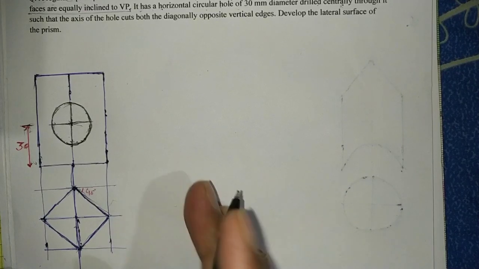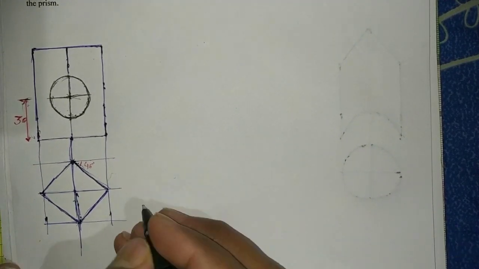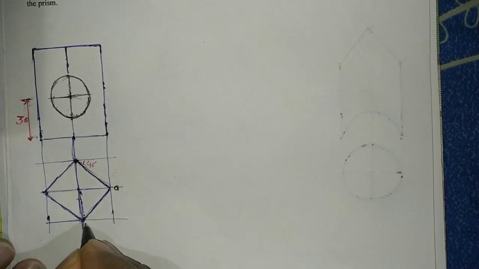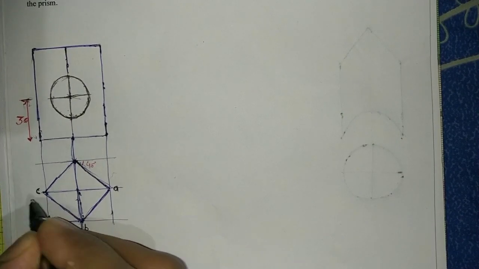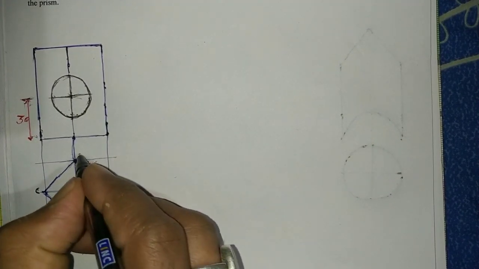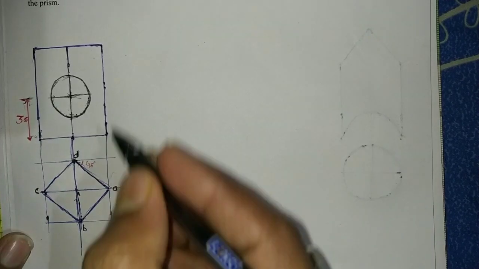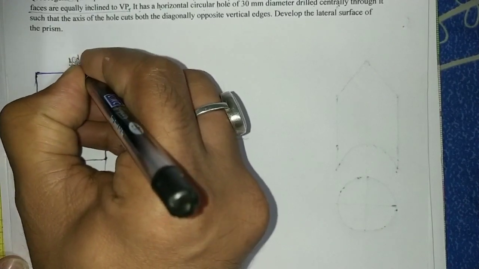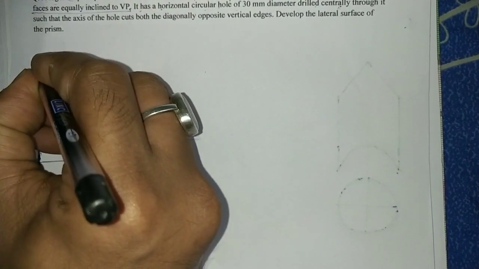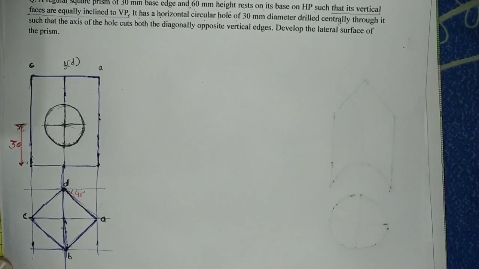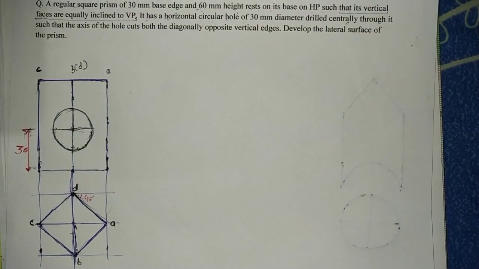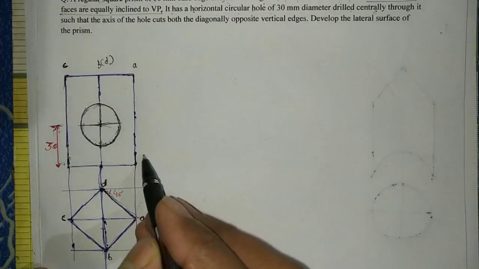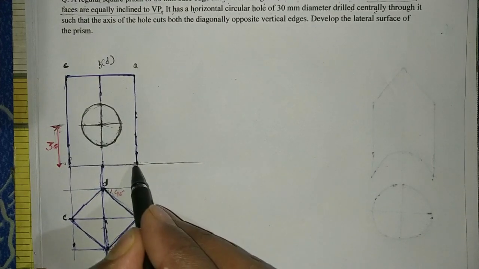Okay, so same as previous, we will start after naming it. So A, B, C, D. Okay, same here. A, this one is B and D, and this one is C. So now we have to project this hole also. Naming it same as previous one, we will extend these lines.